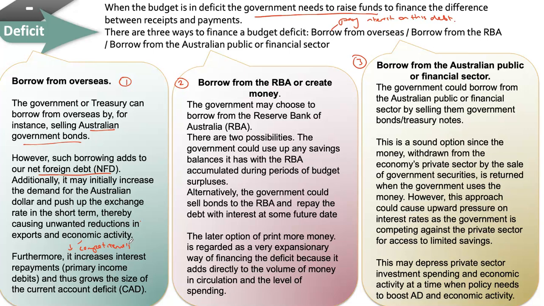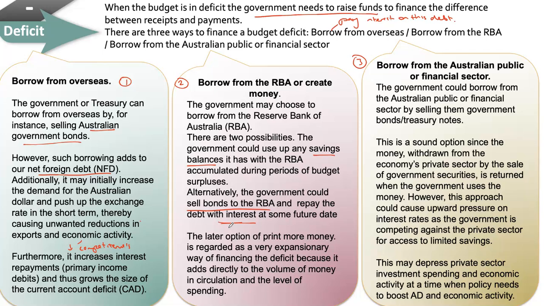The other option is to borrow from the Reserve Bank of Australia, so borrow from within Australia. There are two possibilities to do this. They could use up any savings that they already have, so they could have had surpluses in the past, so they had savings with the Reserve Bank. Or they could sell bonds to the Reserve Bank in the same way. Unfortunately, that means they will have to repay this money with interest at a future date. So just because you're borrowing from the Reserve Bank of Australia, you still have to pay interest.